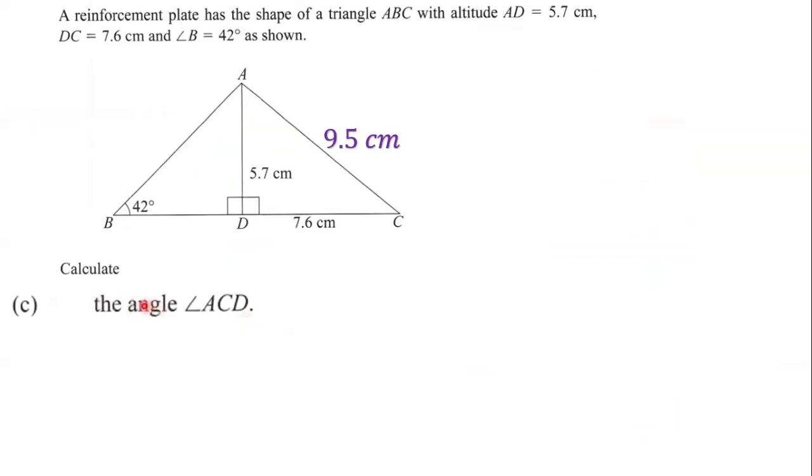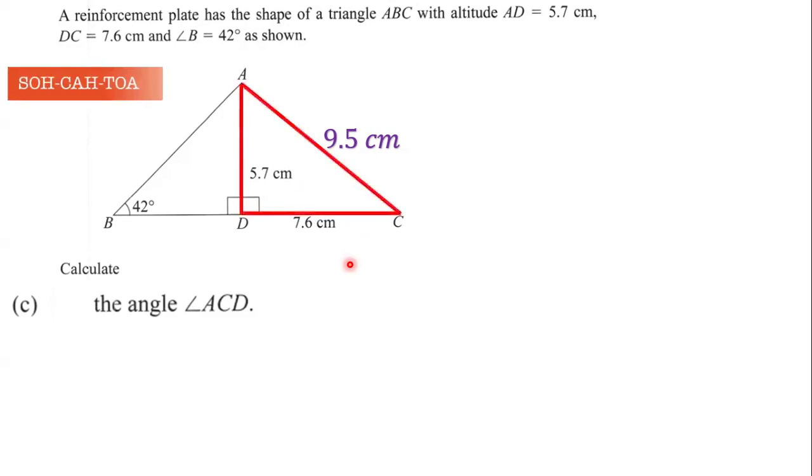Next, we have to calculate the angle ACD. So this is A, C, and D. We're trying to figure out what is this angle, because that's the one in the middle. So what we're going to do is zero in on this particular right angle triangle, where we're going to call this theta. And so theta is the missing angle. That's what we're trying to find.